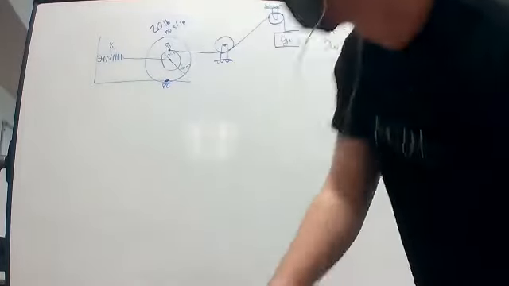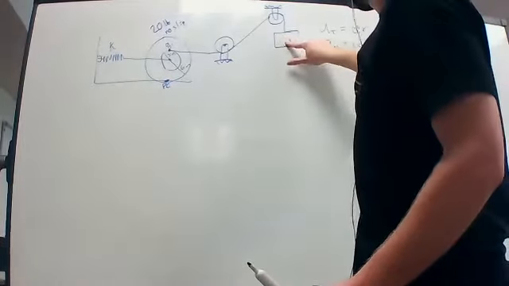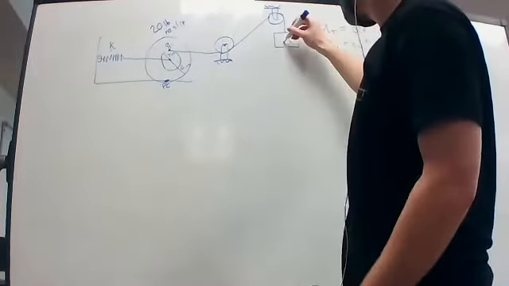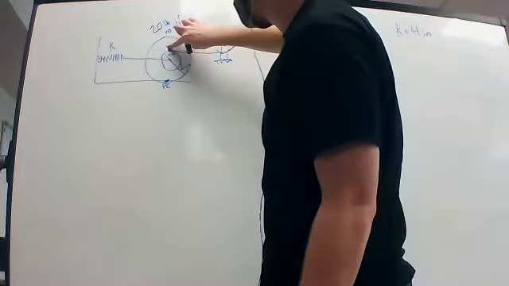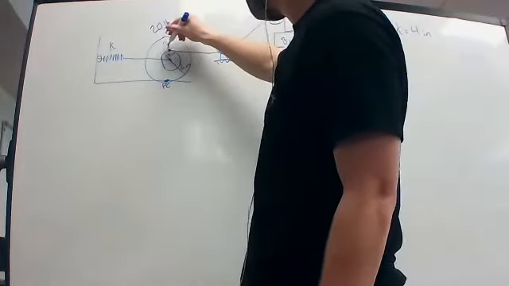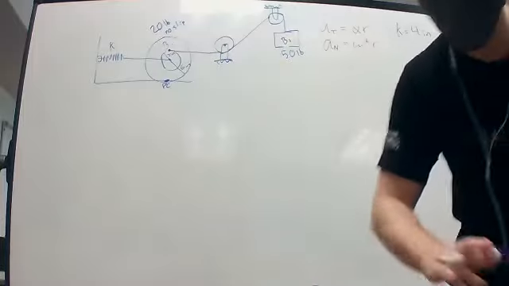Does that say B? Yeah, it does say B, not G. Where this is 50 pounds. So B1 and B2.